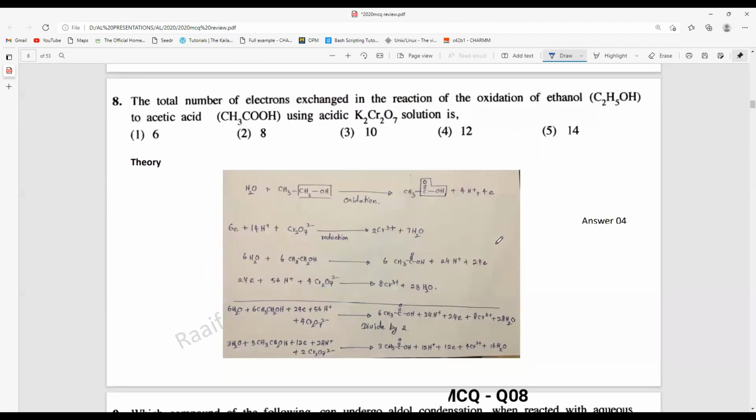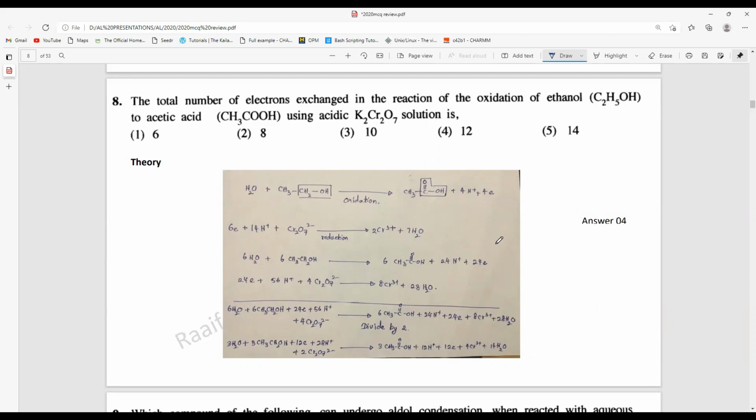Right, let's move on. So another calculation: the total number of electrons exchanged in the reaction of oxidation of ethanol to acetic acid using dichromate solution. This is one of the reagents that we use to oxidize alcohols into carboxylic acids. If you remember, it should be KMnO4, K2Cr2O7, CrO3. So basically, this oxidation is complete and goes up to carboxylic acid.